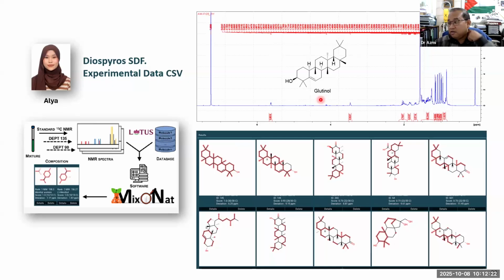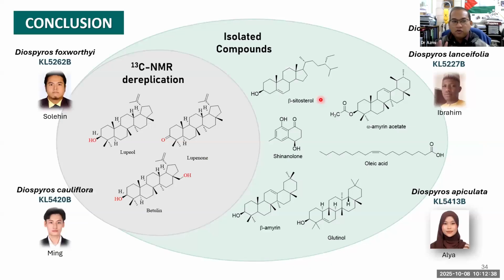Okay, it's easy. For this one, I spent around, I think, 15 minutes. Just get the carbon data, add the data, and after that compare with the literature. So it's easy for us. As a supervisor, as a scientist, time is very precious. So as a conclusion for the first project, in these circles, the results come from MixONat. So three of us isolated these compounds.